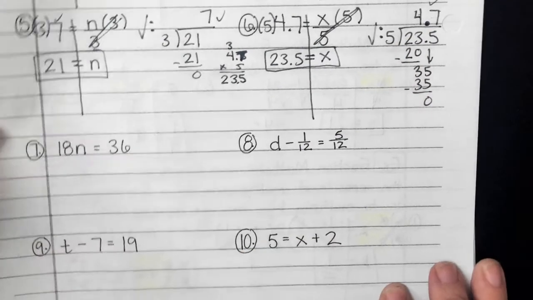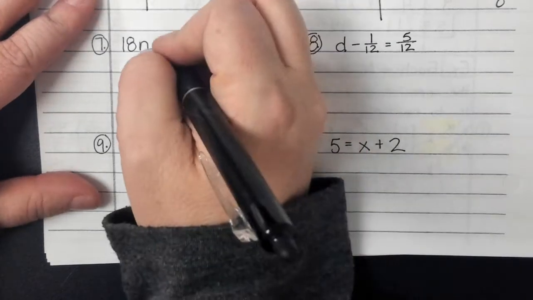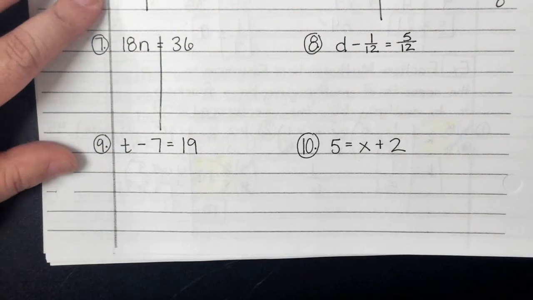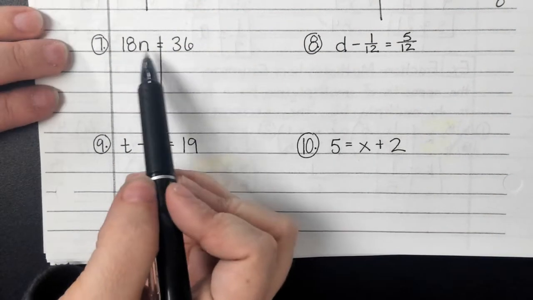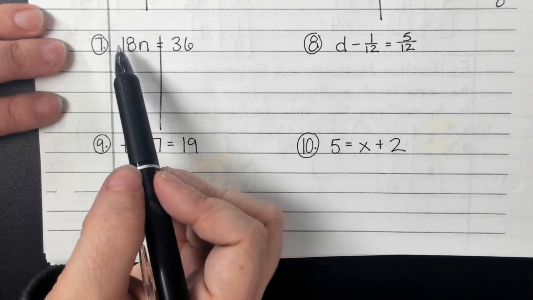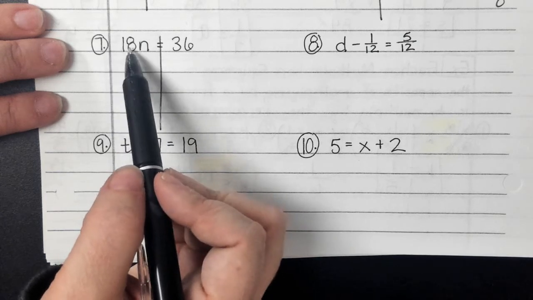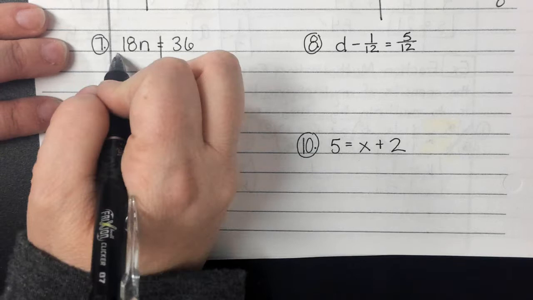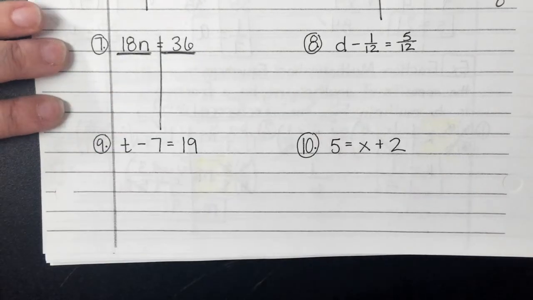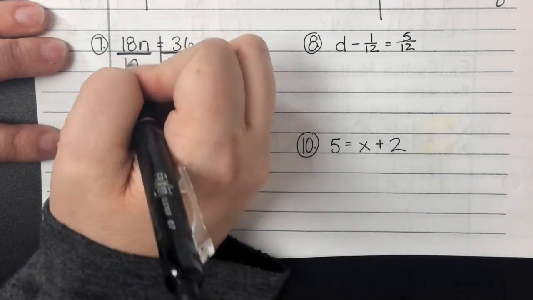All right, number 7. Draw our line. What operation is happening on this problem, Hannah? Division. Right now, what is it? Multiplication. Right now it's multiplication because they're right next to each other. So we're going to do the opposite, which is division. Draw our division bar. What number am I going to be using, Hannah? 18. 18 because it's next to my letter.